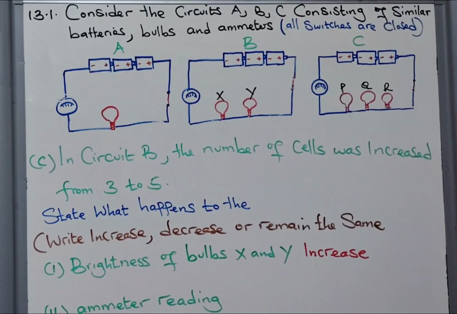Then we come to this one, ammeter reading. What will happen to ammeter reading when you increase the number of cells? The answer is, it will increase.